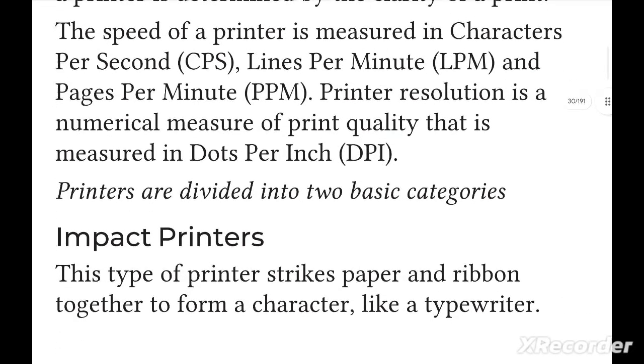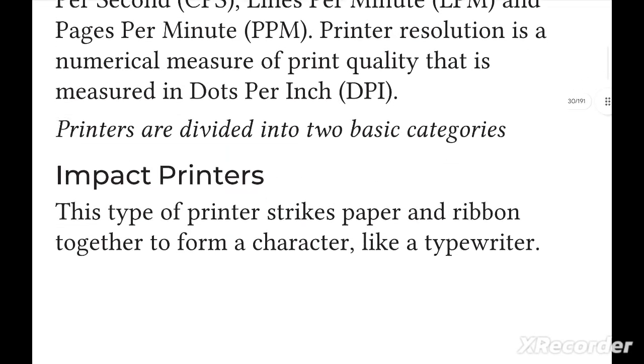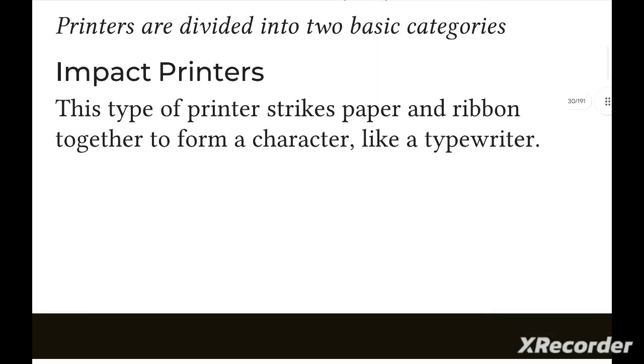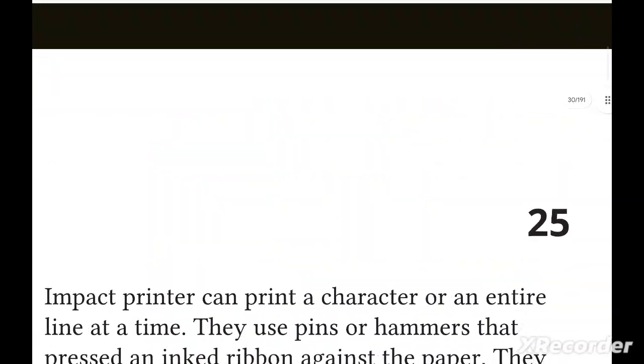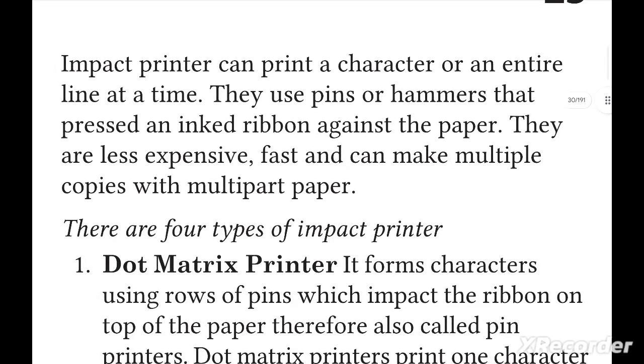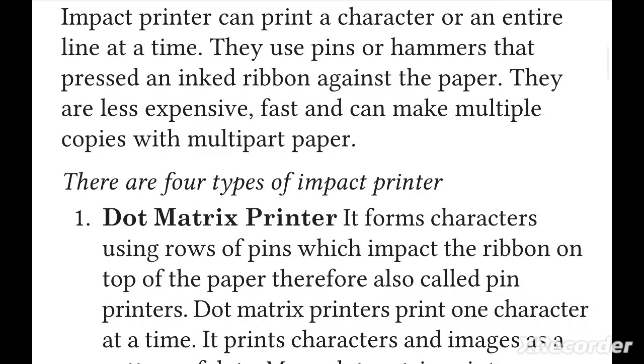Printers are divided into two basic categories: impact printers. This type of printer strikes paper and ribbon together to form a character like a typewriter. Impact printers can print a character or an entire line at a time. They use pins or hammers that press an inked ribbon against the paper. They are less expensive, fast and can make multiple copies with multi-part paper.